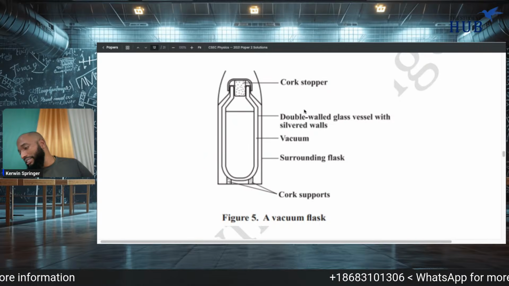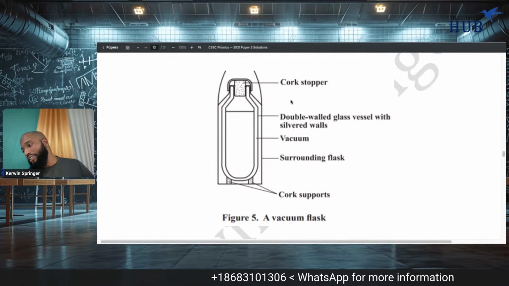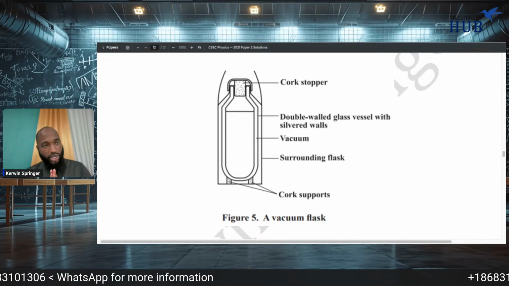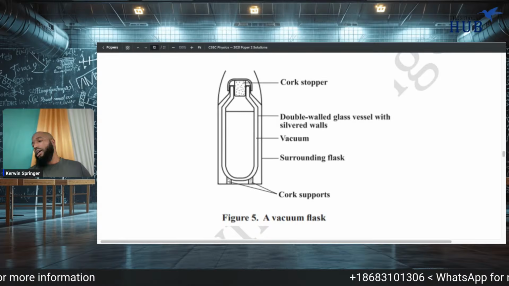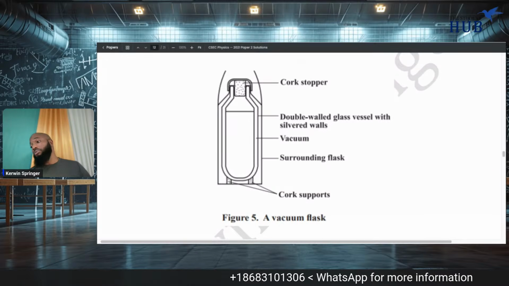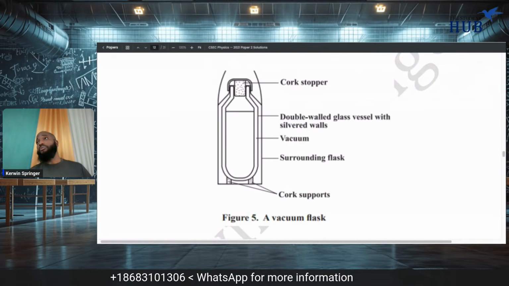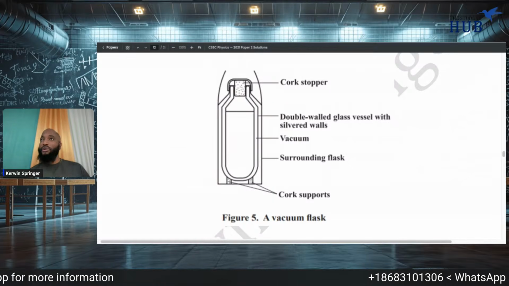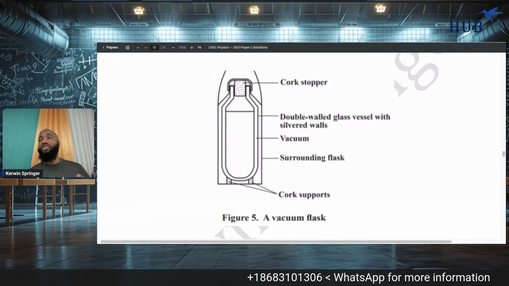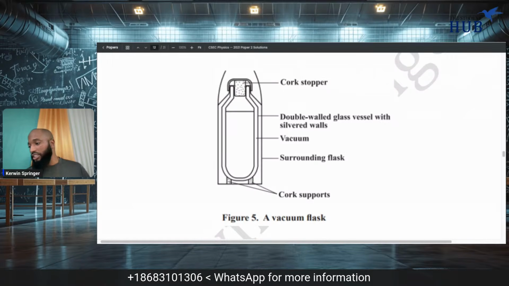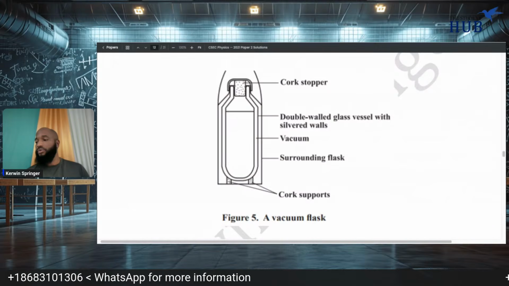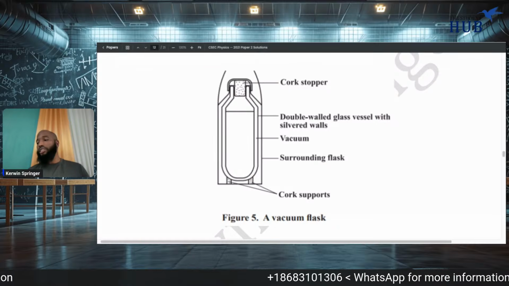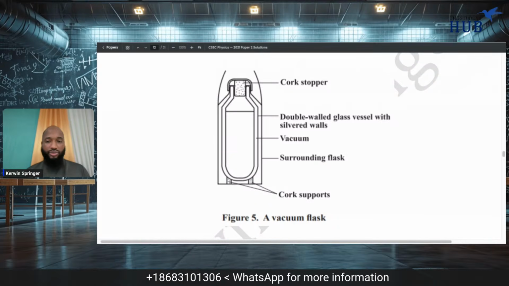So what is stopping conduction here? Which one of these features is stopping conduction? The vacuum, because conduction needs a medium, it needs to touch. Which one of these features is slowing down convection here? Also the vacuum, because it needs a medium. Conduction and convection need a medium. So if there's a vacuum, the only thing that can transfer is radiation. Which one of the features is slowing down radiation? The silver walls.